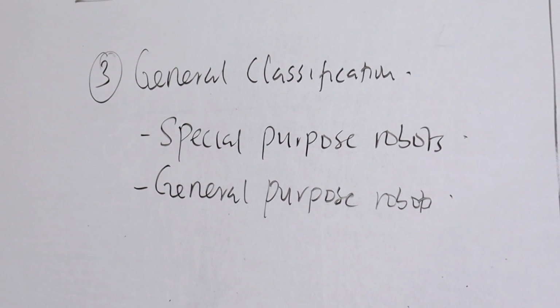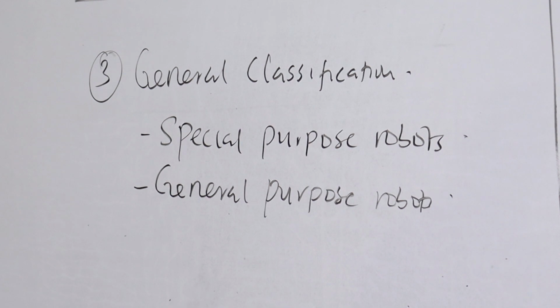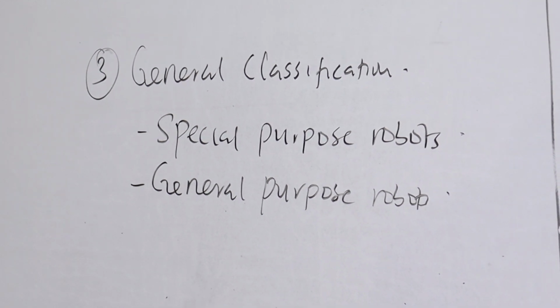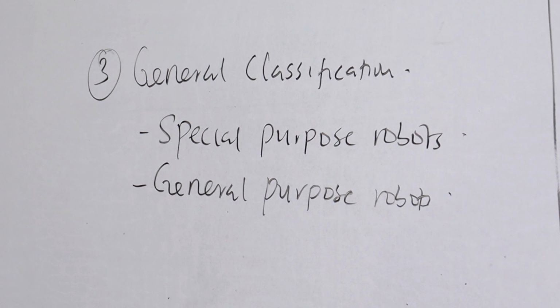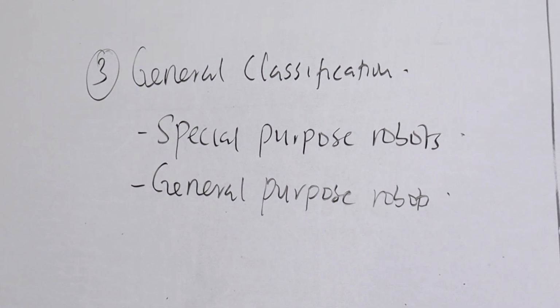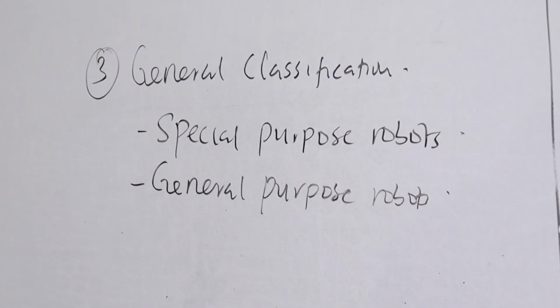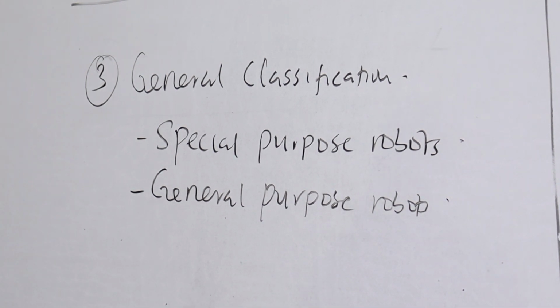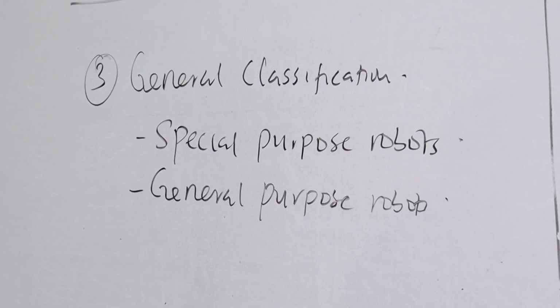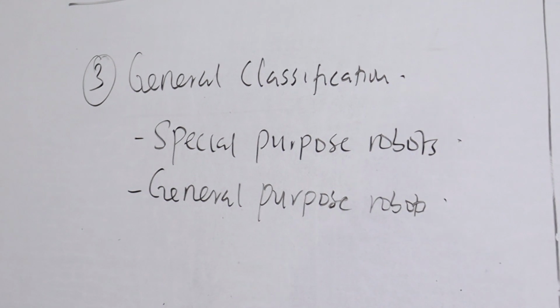The second, under the general classification, is the general purpose robots. These robots are always designed and produced to perform a wide range of tasks or jobs. In most cases, you'll find that they may be either servo controlled or non-servo controlled, or they may have a sensory type, depending on the sophistication of what they are going to carry out. Those are the ways by which we can classify the robots.